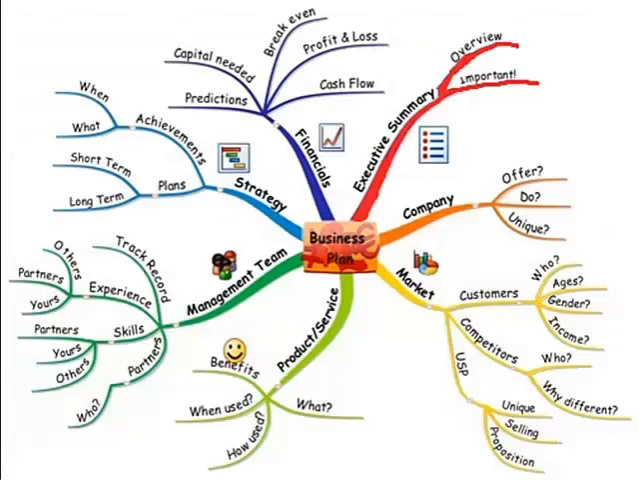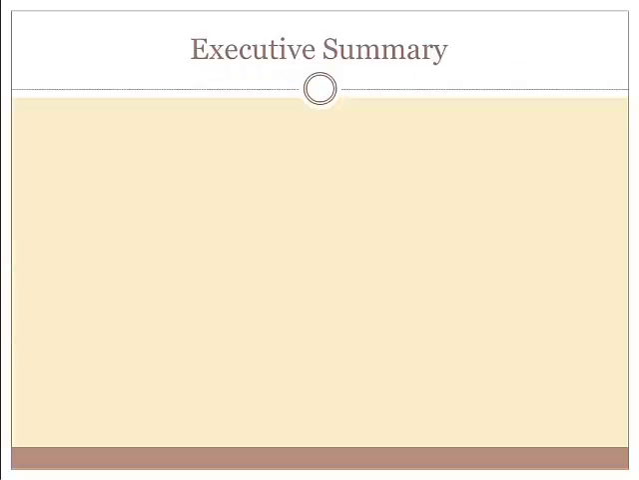If we were going to map out a business plan with a mind map, it would look something like this. We're only going to look at the executive summary, the management, and the market a little bit as we're discussing this. The financials we'll touch on for a moment.